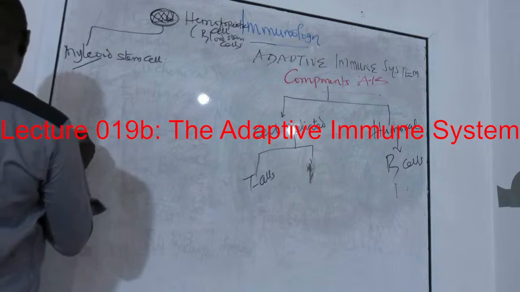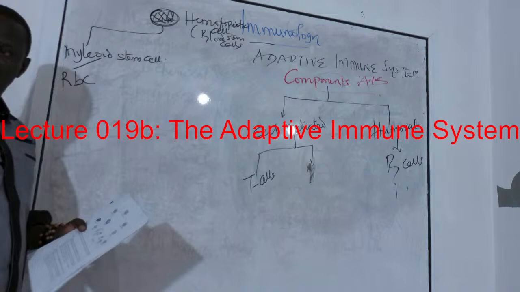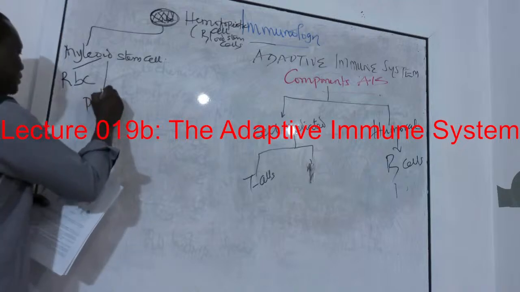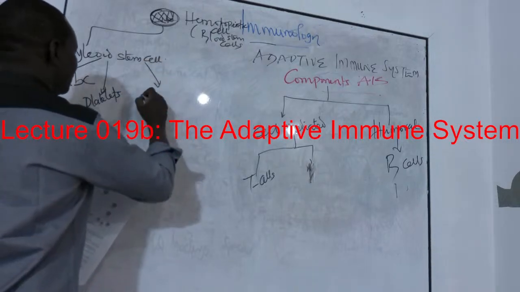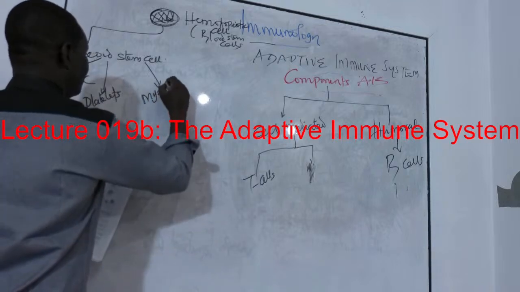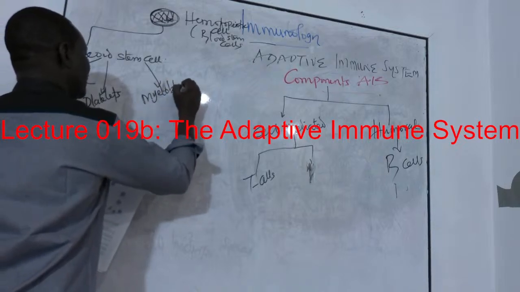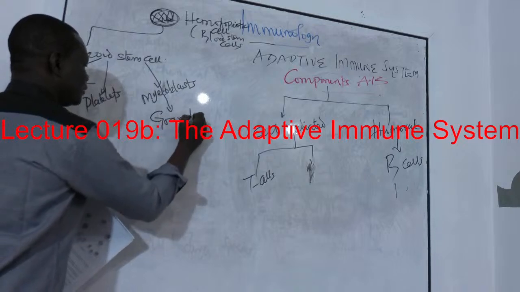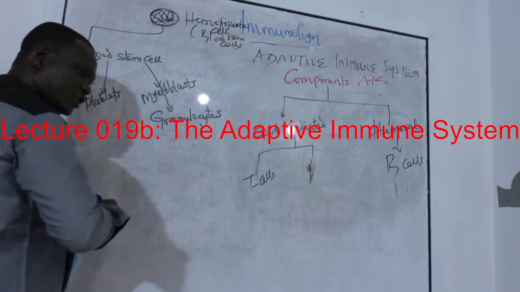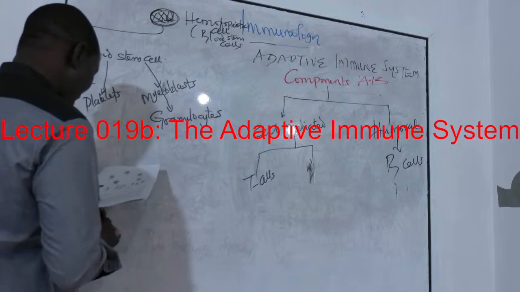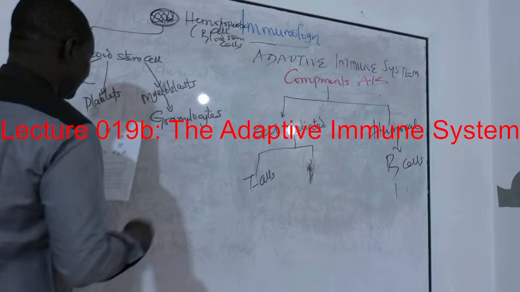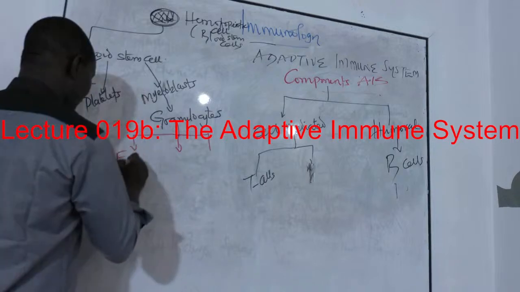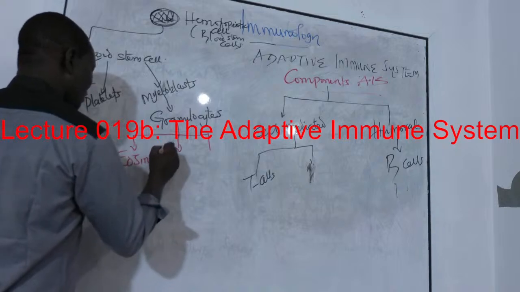Under that myeloid stem cell, the first part is the red blood cell, followed by platelets, then followed by the third part, which is called the myeloblasts. It is these myeloblasts that will further be differentiated into granulocytes. Granulocytes are of three different types. The first one is eosinophils, just like what we see in the innate immune system.